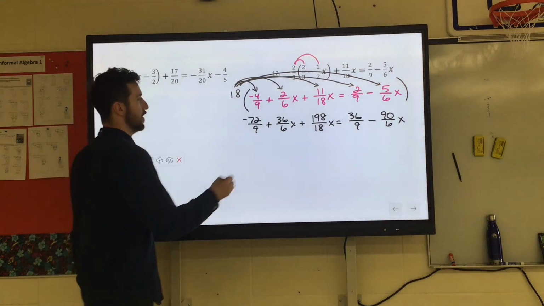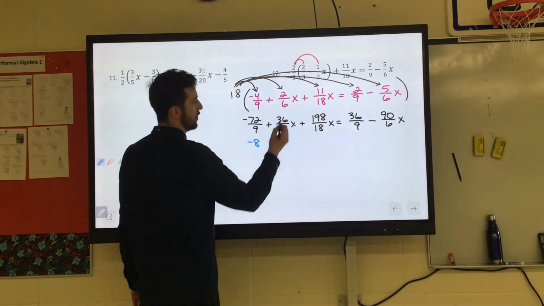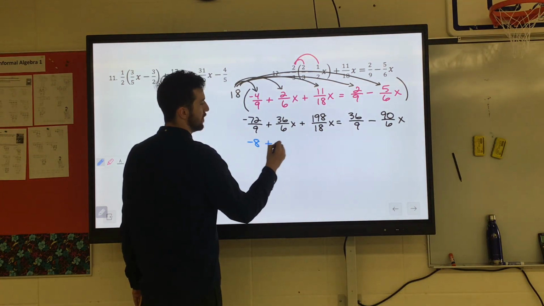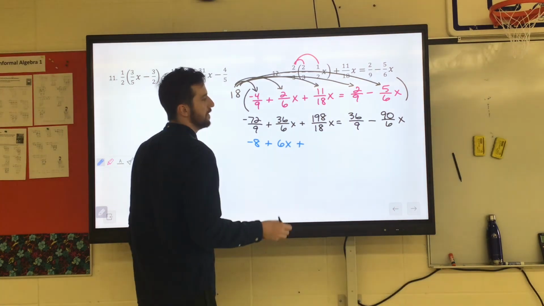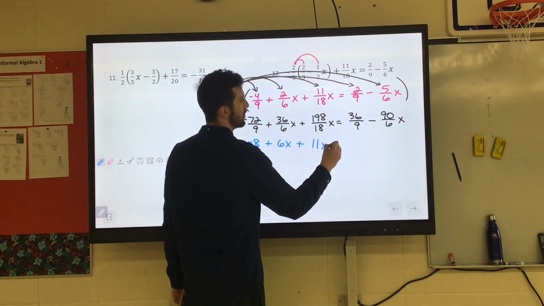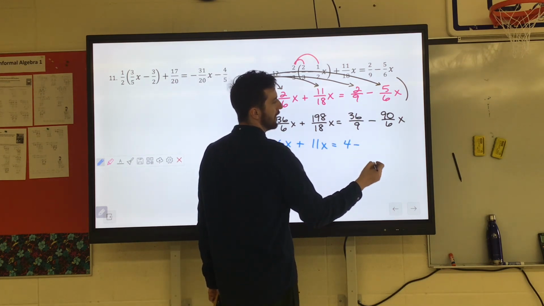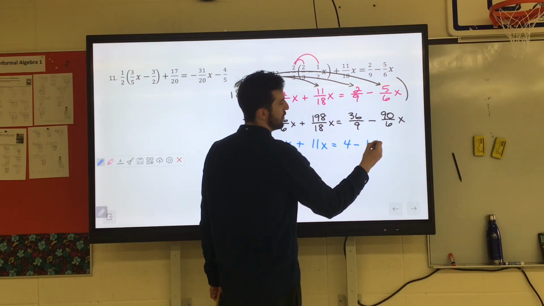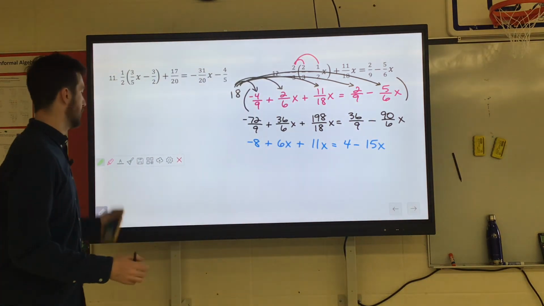Negative 72 divided by 9 is negative 8. 36 divided by 6 is 6x. 198 divided by 18 is 11x. 36 divided by 9 is 4. 90 divided by 6 is 15x. So we have to combine some like terms.